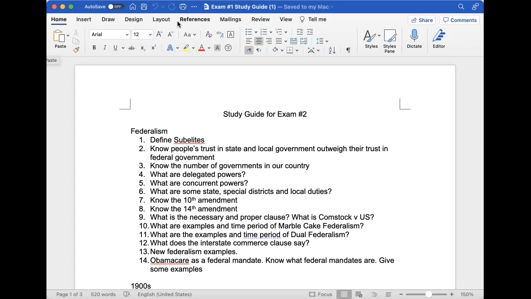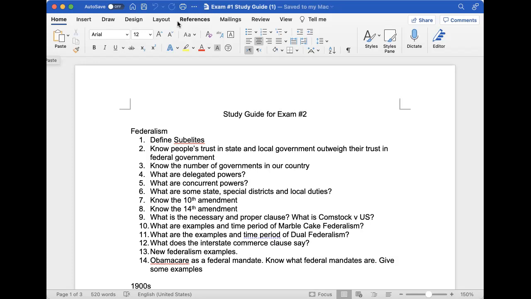Obamacare had the individual mandate as a part of it, which requires us to have insurance. That was eventually taken away by the Trump administration. Another example of a federal mandate within Obamacare is that all states were required to set up exchanges and enter into contracts with health insurance companies to help provide insurance for people that lived in their state. And if the states failed to do this, they could run the risk of losing federal funding.